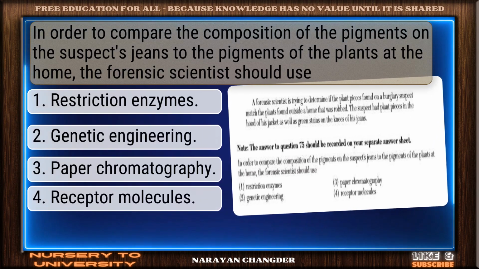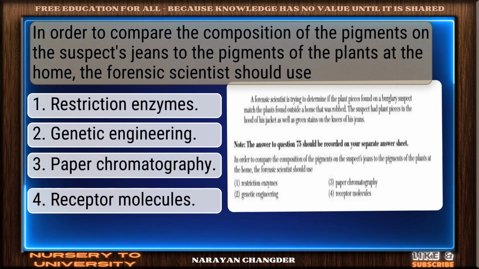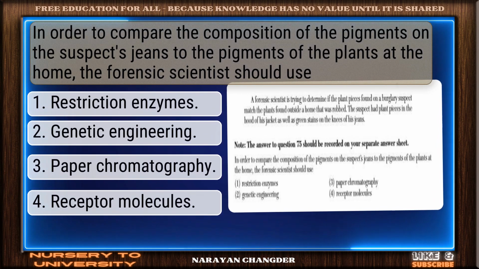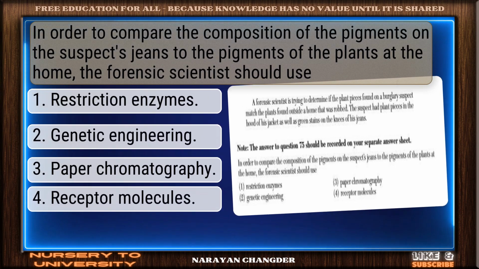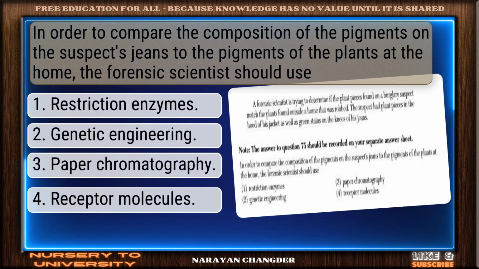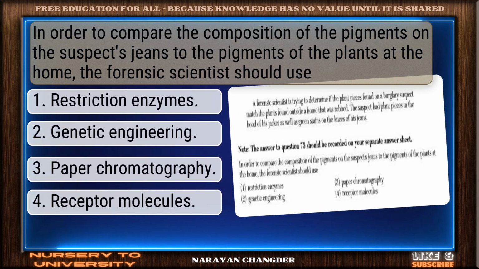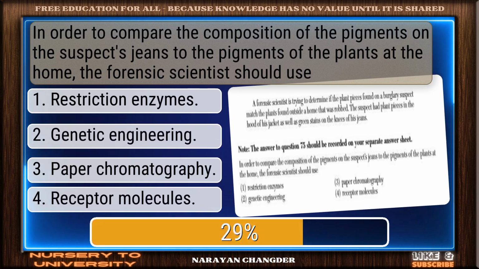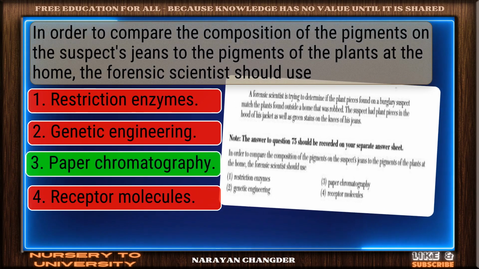In order to compare the composition of the pigments on the suspect's genes to the pigments of the plants at the home, the forensic scientist should use Option 1, restriction enzymes. Option 2, genetic engineering. Option 3, paper chromatography. Option 4, receptor molecules. You got it, paper chromatography.